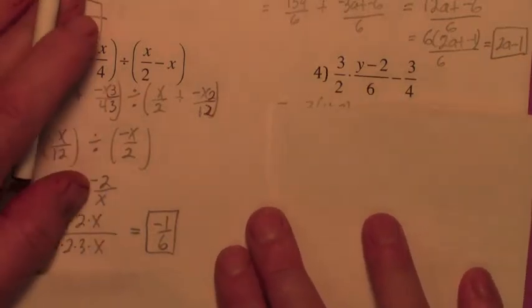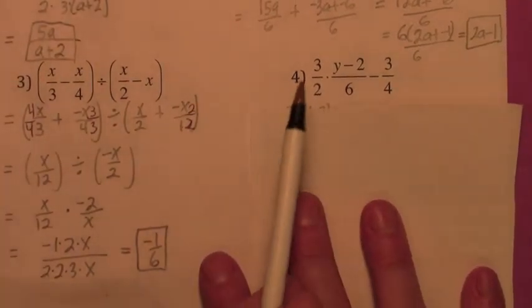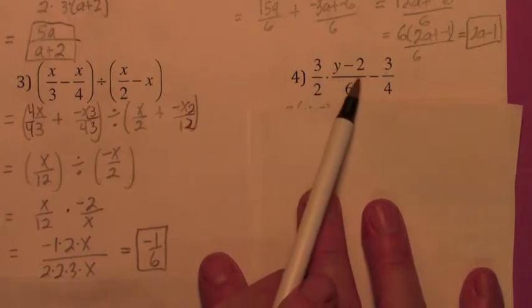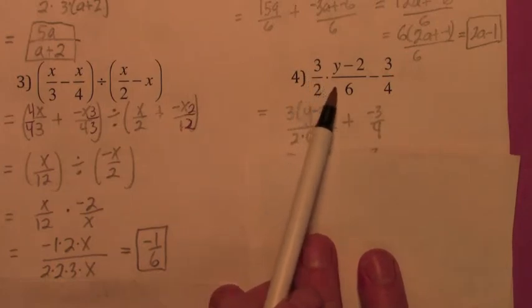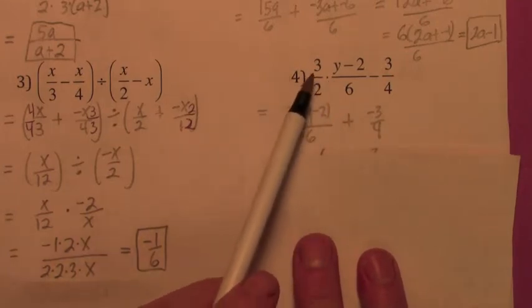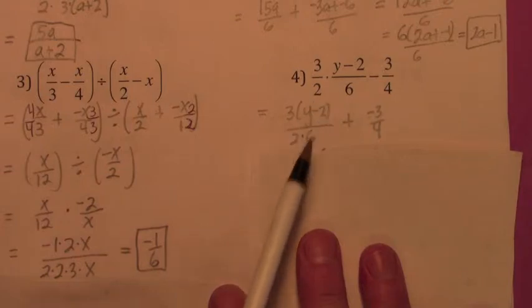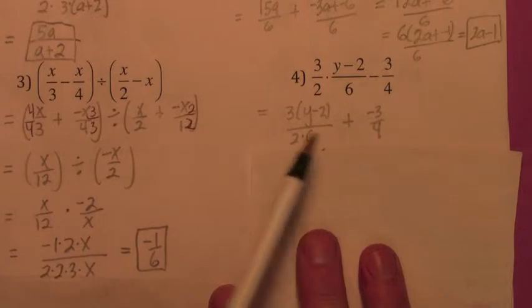Let's do one more, and then you try some. This one, let's see. This one, we do the multiplication before the subtraction, right? This is 3/2 times the quantity y minus 2 over 6 minus 3/4. So let's go ahead and do that. Let's multiply straight across. So the 3 multiplies the quantity y minus 2, right? And 2 multiplies the 6. Let's also change to additive form here. Change to plus a negative 3/4.